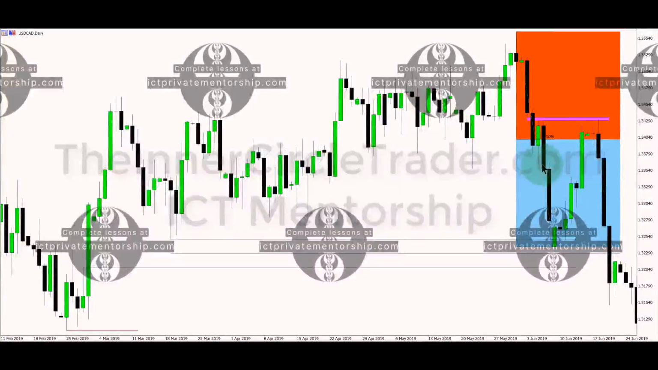Okay. We have a BISI, buy-side imbalance, sell-side inefficiency here. Just defined by this low and this high. Consequent encroachment is right here. So on this particular day here, on June 9th, we gapped down at the open below equal lows, relative equal lows, and then we started to close in and close the gap, if you will.